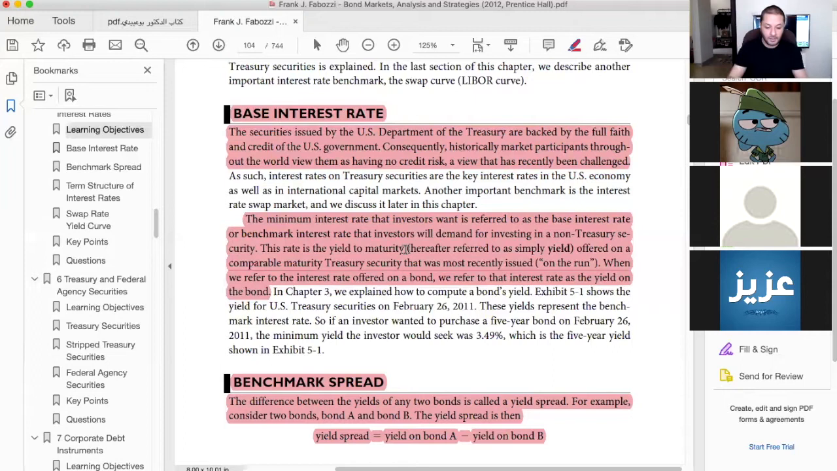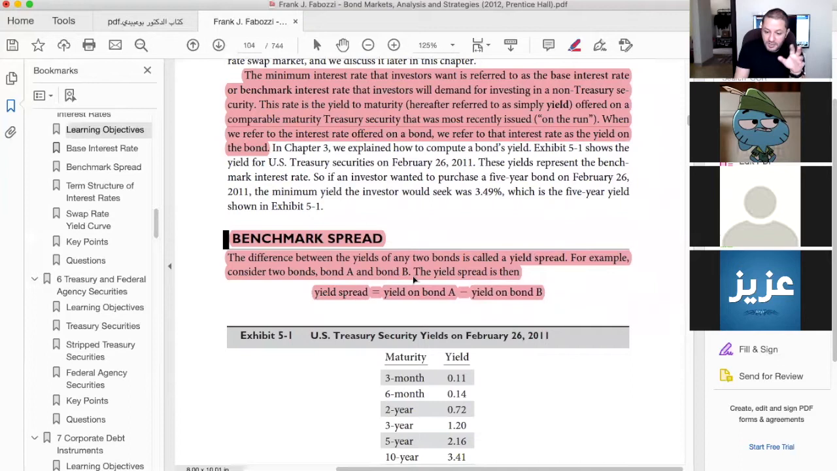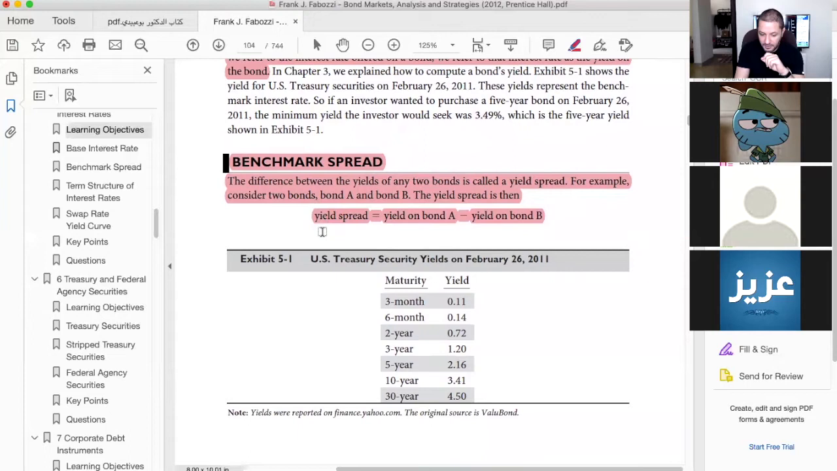Now let's move to the benchmark spread. So the difference between the yields of any two bonds is called yield spread. For example, consider two bonds, bond A and bond B. So the yield spread is then the yield on bond A minus the yield on bond B. Generally speaking, we always use the government bond as bond B. So we are always trying to find the yield spread between the corporate bond and the government bond.